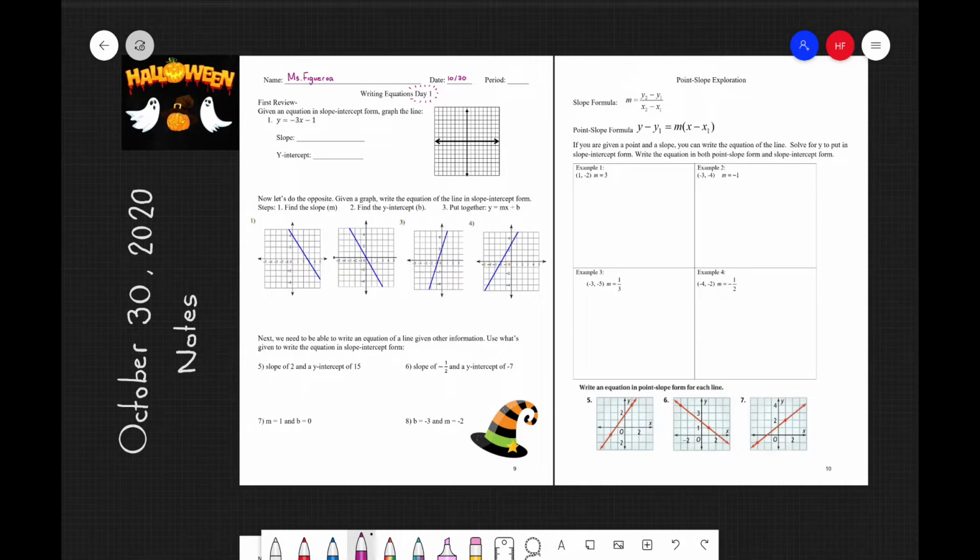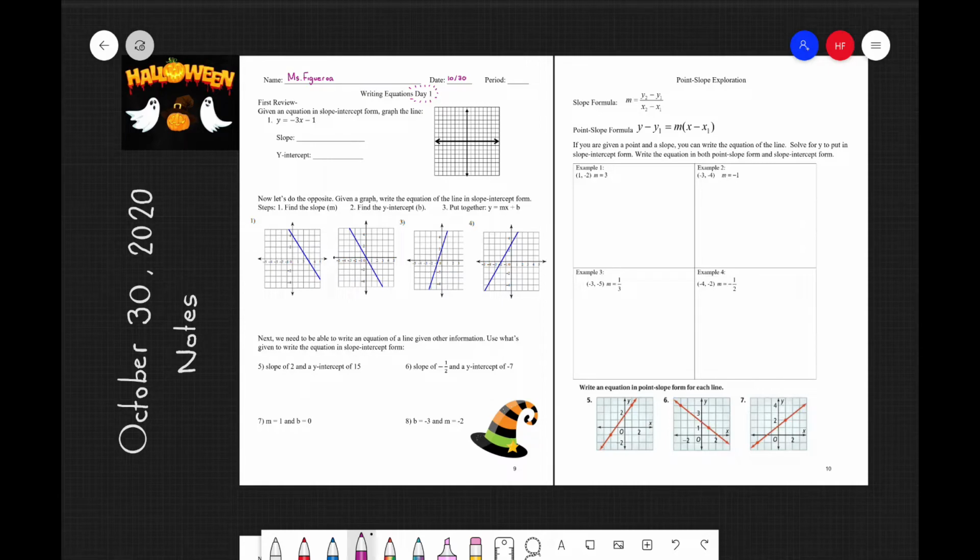We're going to be doing some notes on writing equations. At the very top, you see that it says day 1. This is going to go on for a while. The main topic of Algebra 1 is equations. So we're getting into the process of writing them given various forms. If we're given a word problem, a table, a graph, anything like that, we should be able to write our equations.